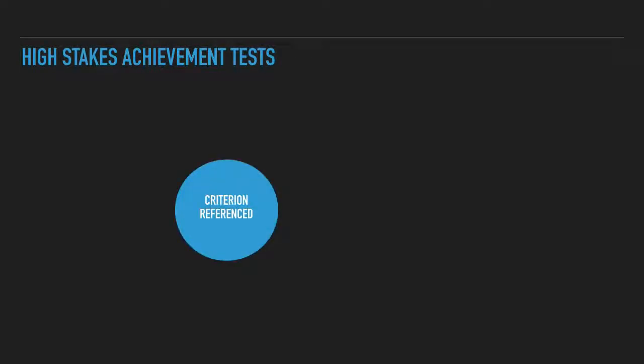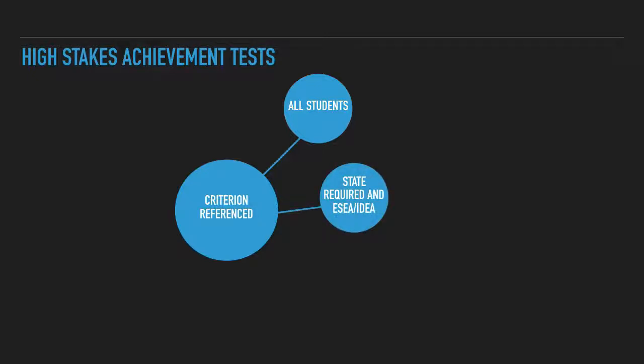Let's look at the three kinds of tests. High-stakes achievement tests first. This is a criterion reference test. The criteria is set for everyone and it is the same. The test is administered to all students, regardless of disability level. These tests are state required and also ESEA and IDEA required. Federal mandates are increasing on this, and high stakes achievement tests are much more federally standardized since Common Core came around. And the good thing, accommodations are available for this testing.